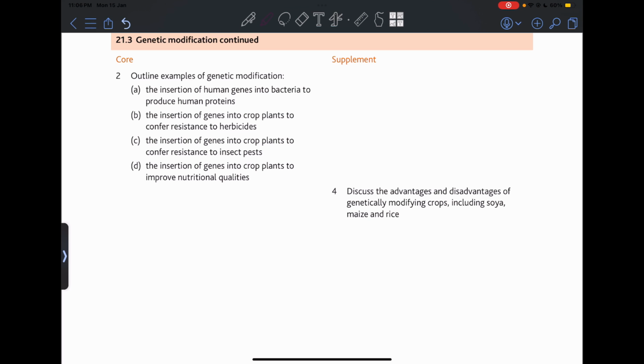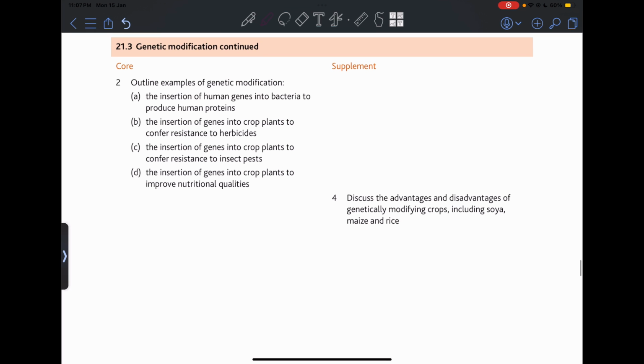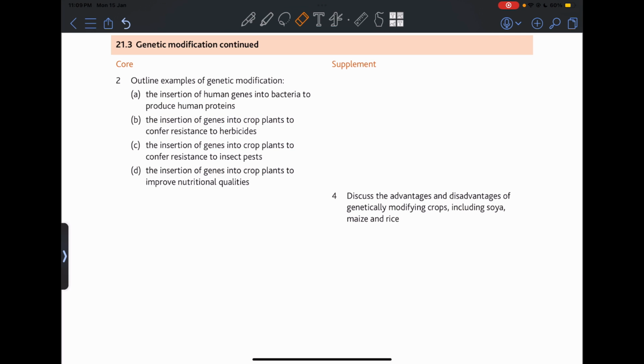The insertion of genes into crop plants to confer resistance to insect pests, the insertion of genes into crop plants to improve nutritional qualities. So sometimes they will genetically modify, for example, lettuce so that it can be more nutritious than the actual natural lettuce. Extended students discuss the advantages and disadvantages of genetically modifying crops, including soya, maize, and rice.